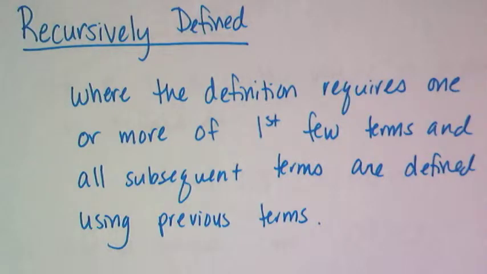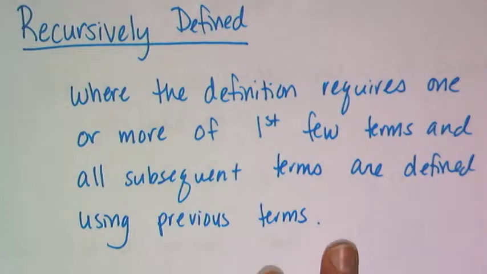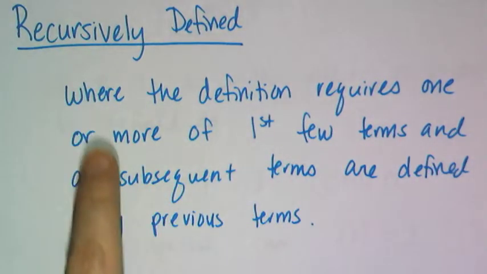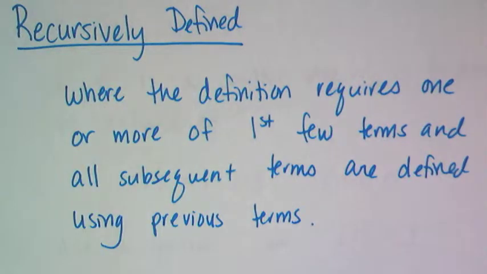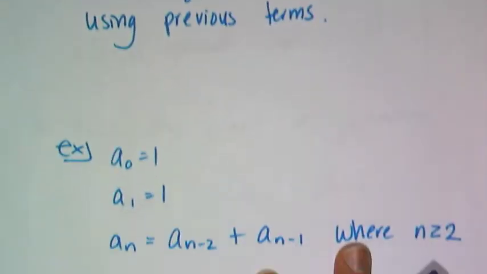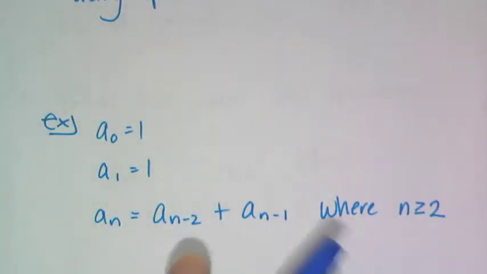Now remember, recursion in Algebra 1 is kind of like the natural way to describe a pattern. You tell me what you start with, and you tell me the rule to generate each term. So if I define a sequence that way, I'm defining it recursively. This is where the definition requires one or more of the first few terms, and all subsequent terms are defined using previous terms.